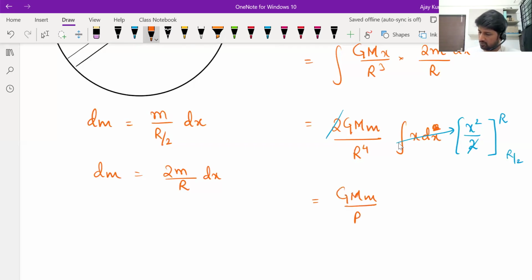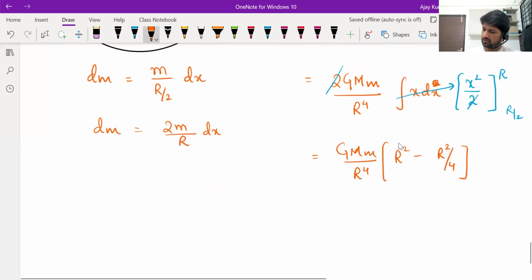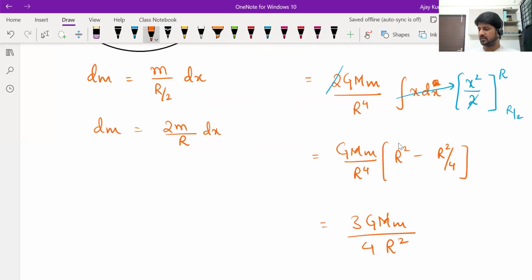GMm by r power 4. And when you substitute the limits, r square minus (r by 2) whole square is r square by 4. 1 minus 1 by 4 is 3 by 4. The answer is 3GMm by 4r square. And as expected, it's less than GMm by r square. It's just 3/4 of it. Okay, hope this is clear to all of you.